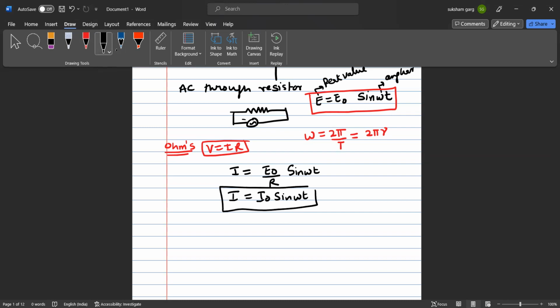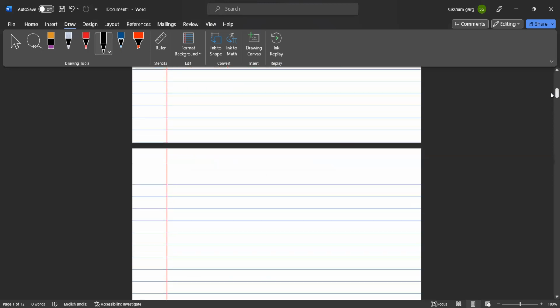Here, if you compare the equation of EMF and the equation of current, we will say that the resistance offered by a resistor to the flow of AC current is given by the symbol R, and there is no phase difference between current and EMF when AC passes through a resistor.